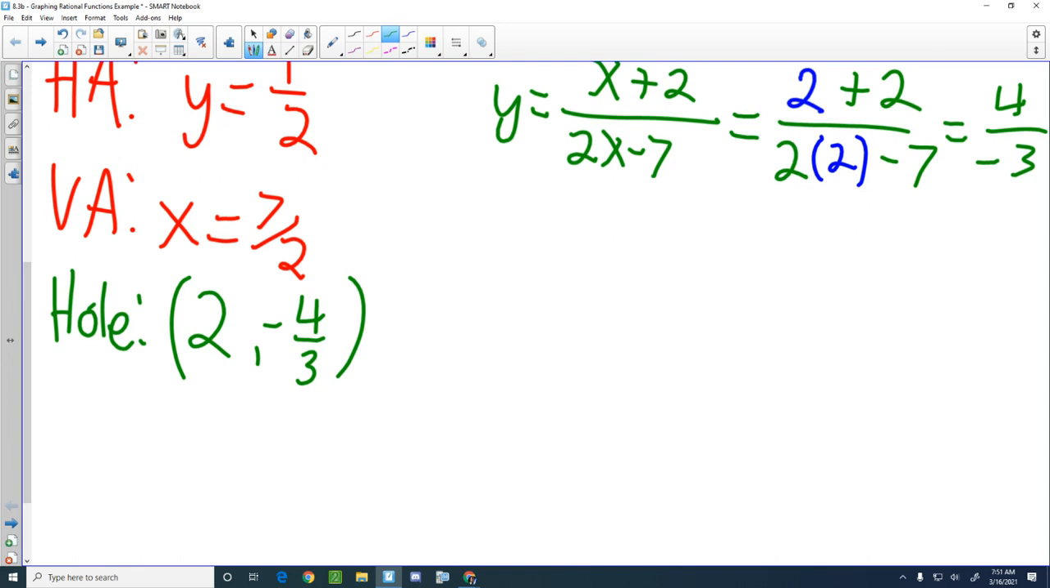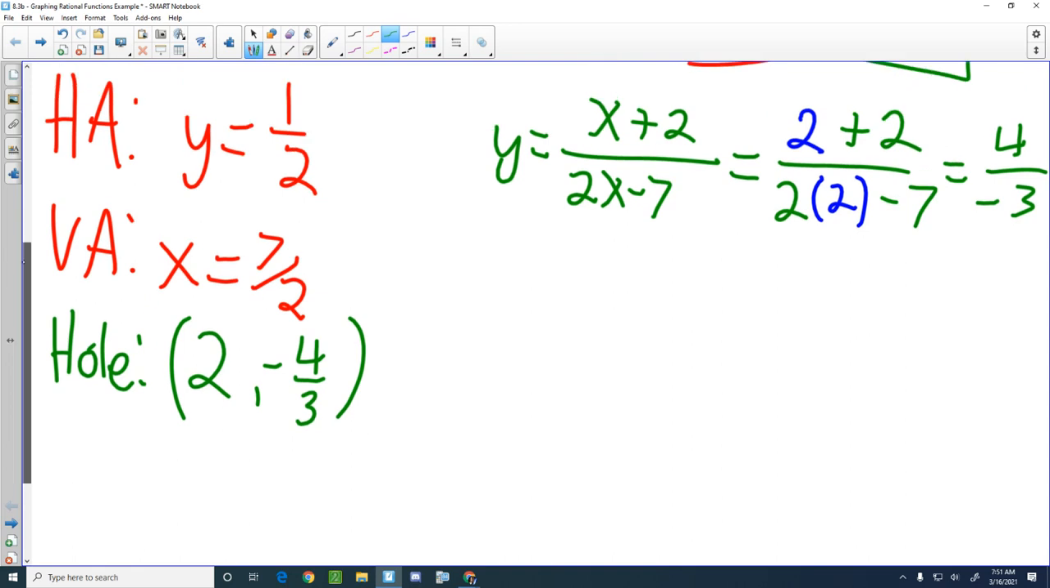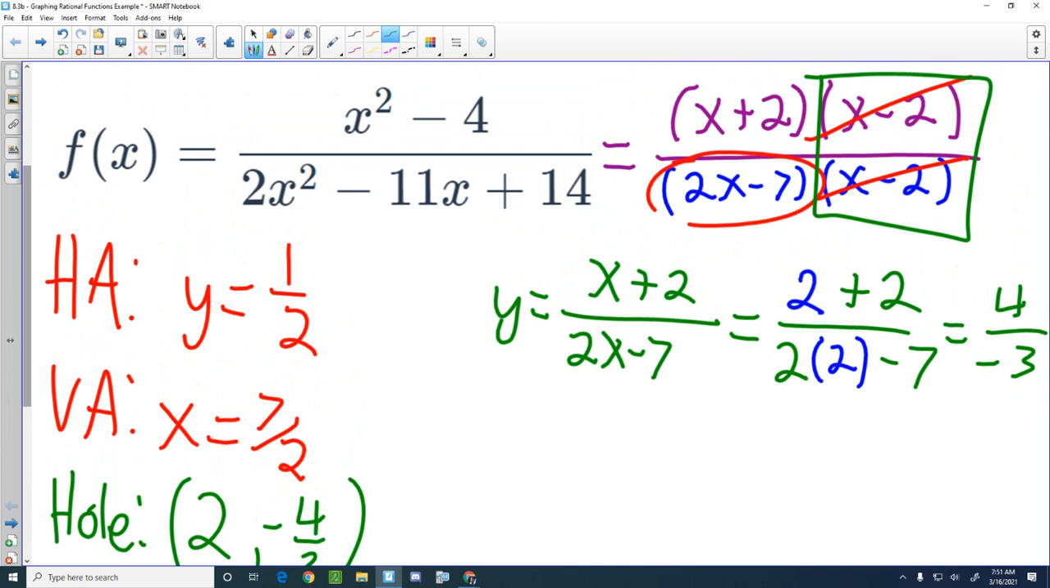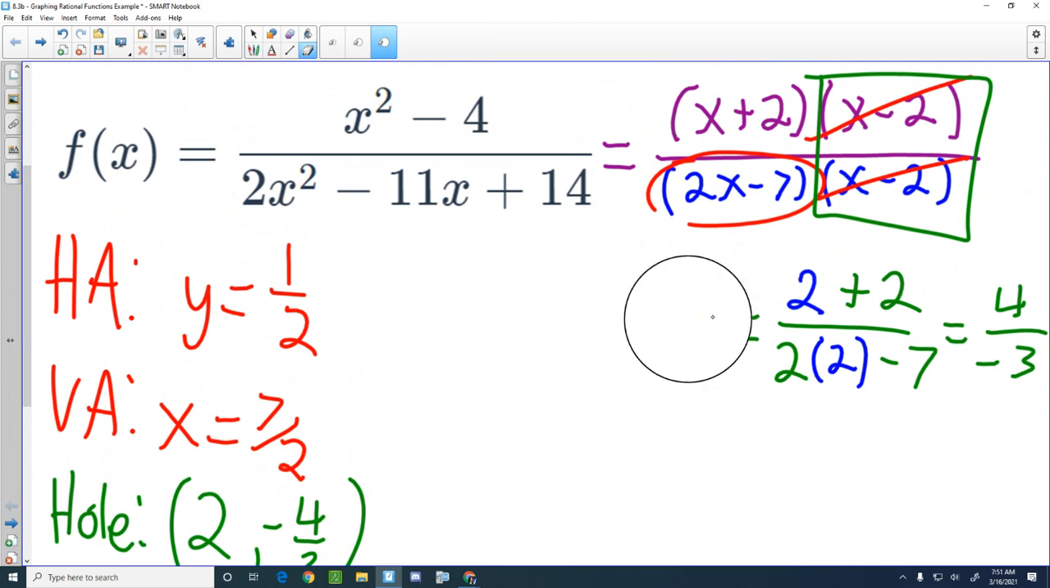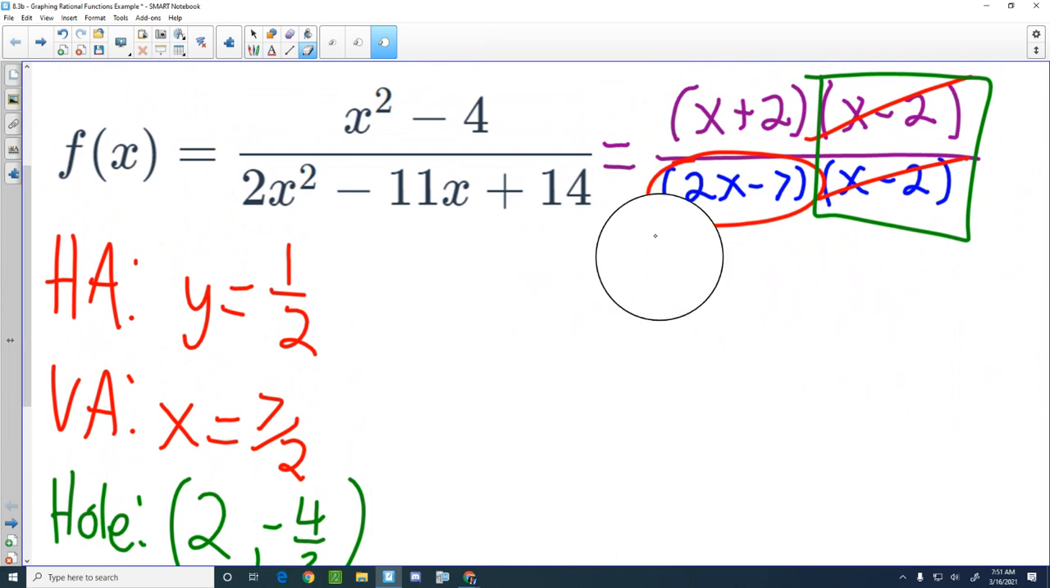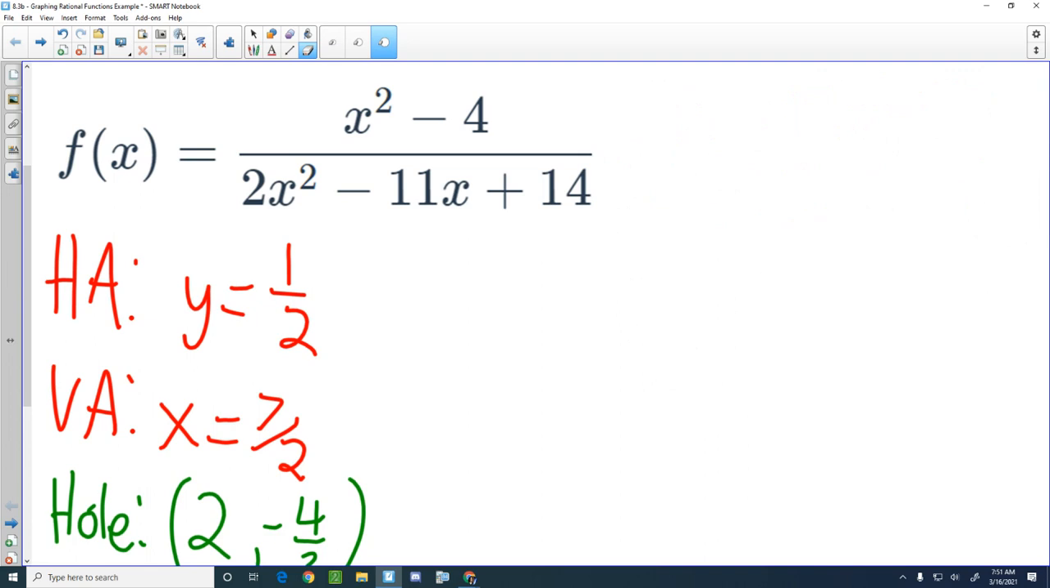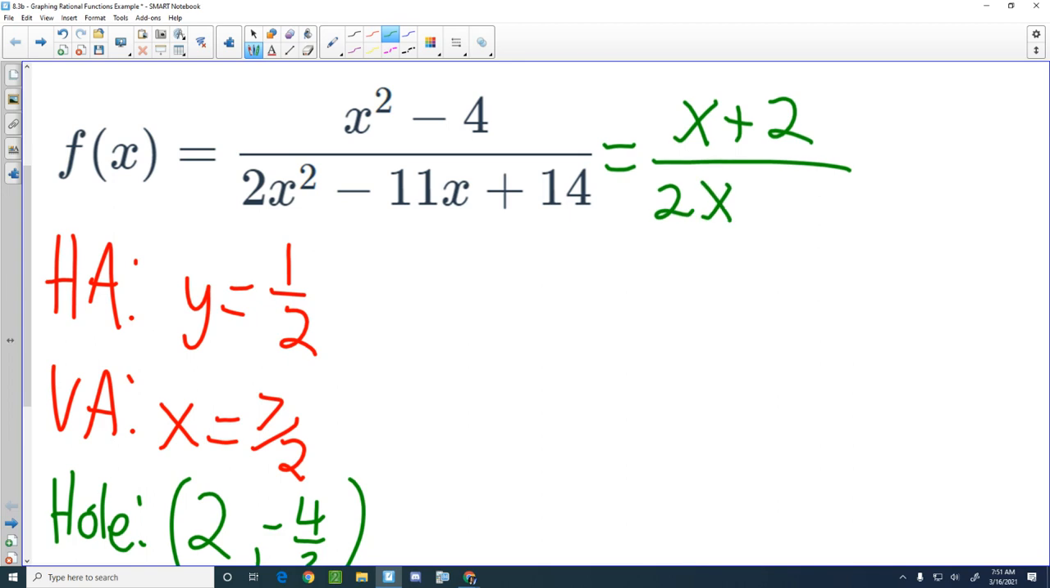All right, it's the first 3 properties, right? Vertical asymptote, horizontal asymptotes, and holes. The next thing are your intercepts, x-intercepts and y-intercepts. Where does this graph cross the x-axis? Where does it cross the y-axis? That's minus 7.